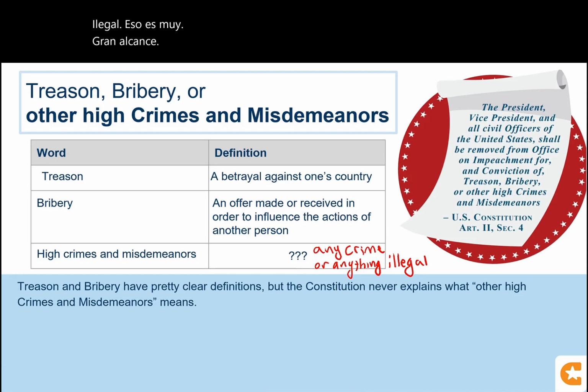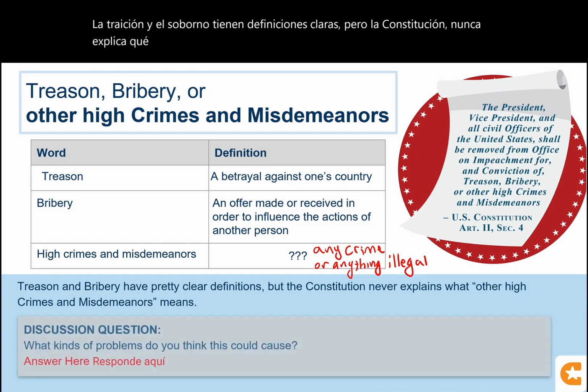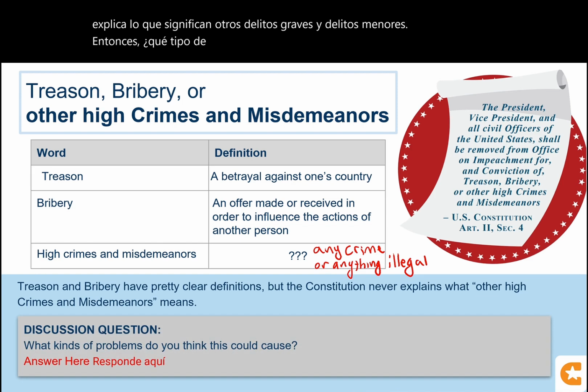So treason and bribery have clear definitions, but the Constitution never explains what other high crimes and misdemeanors means. So what kind of problems do you think this could cause? Answer now.